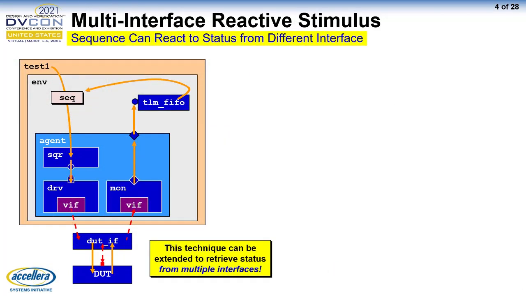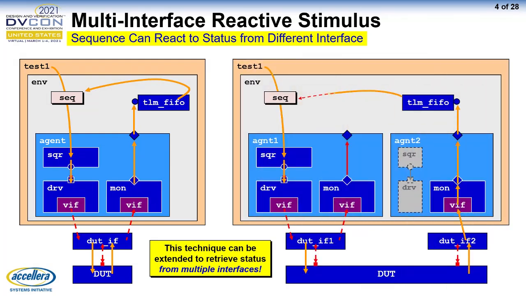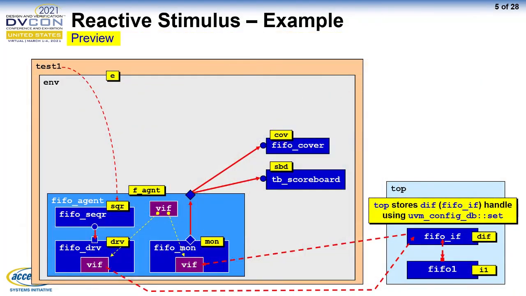One advantage of this new technique is that it can be extended to multiple interfaces. Now status can be sent to a reactive sequence from a different transaction over a different interface. This capability is not available through the single agent solution that was shown last year. The example shown in this presentation is a simple test bench for a FIFO design. A more advanced example with config object and virtual sequencer is shown in the paper.